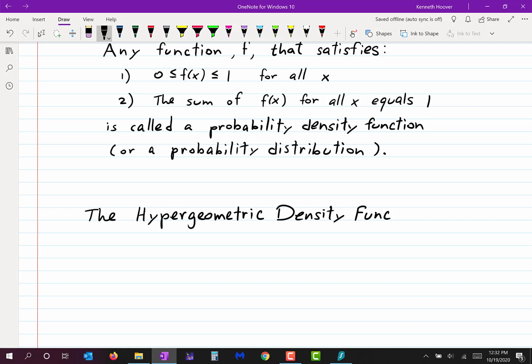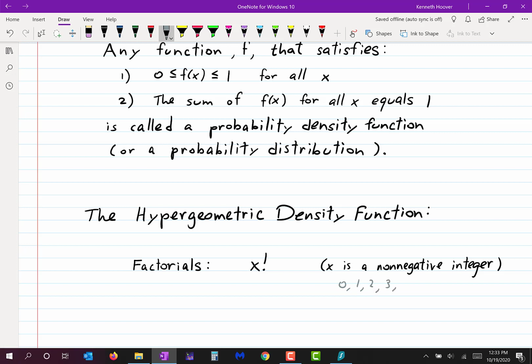I need to cover a few things with you first. Okay, so first we need to talk about factorials. That looks like this. A number, what should we call it? We can just call it x for now, with an exclamation point after it. We only do this where x is a non-negative integer. So that means 0 or 1 or 2 or 3 or something like that. Okay? All right. You may have seen this before, but this is just in case you haven't.